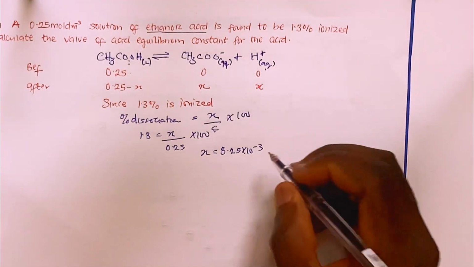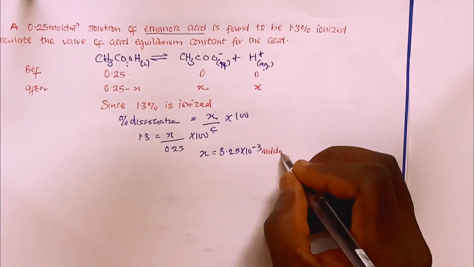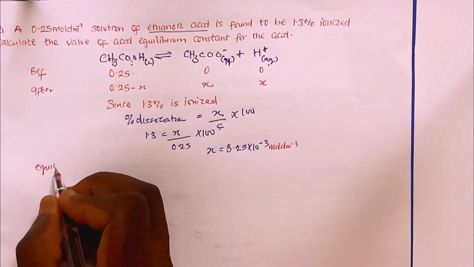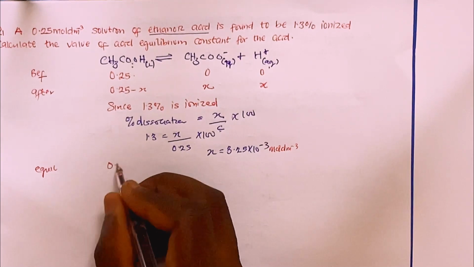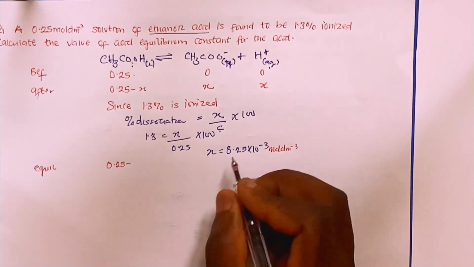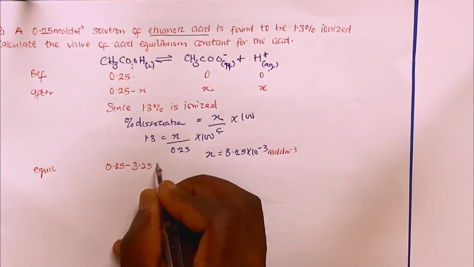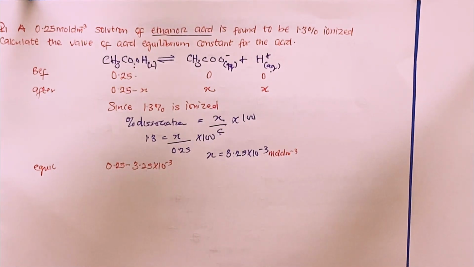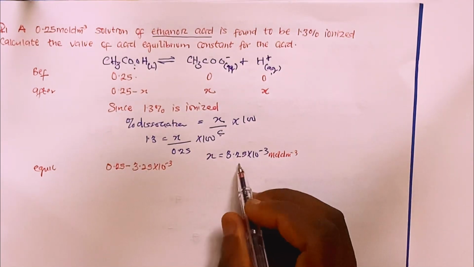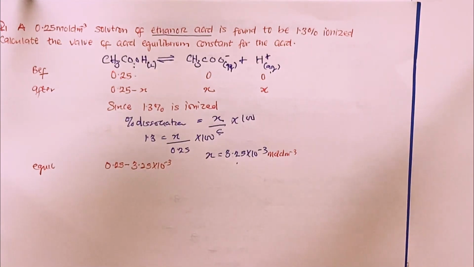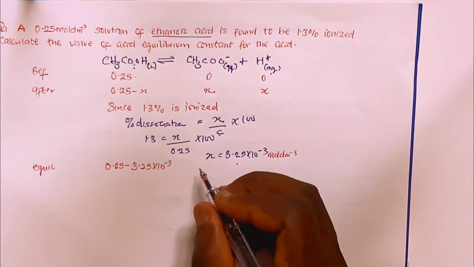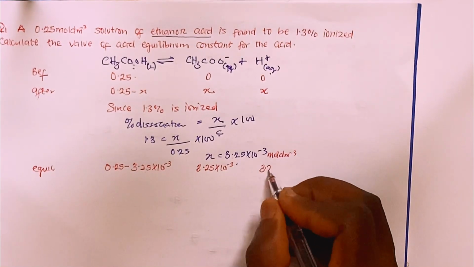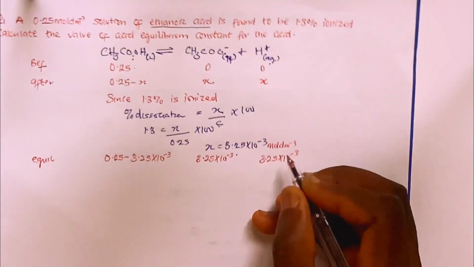That's mole per dm cubed. Now we just need to consider the equilibrium. At equilibrium, I'm going to have 0.25 minus x, where x is 3.25 times 10 to the minus 3. In this case, I'm not going to neglect x, since the value of x is already known. So here I'm going to have 3.25 times 10 to the minus 3, and this is also 3.25 times 10 to the minus 3.